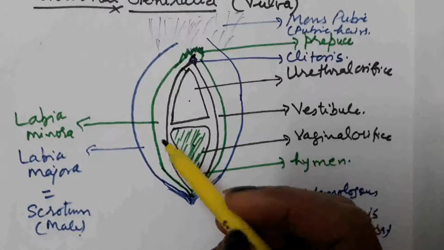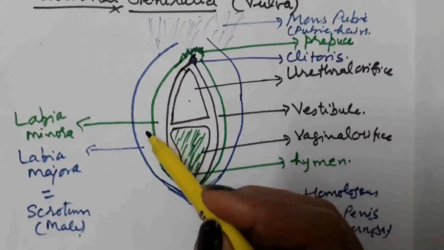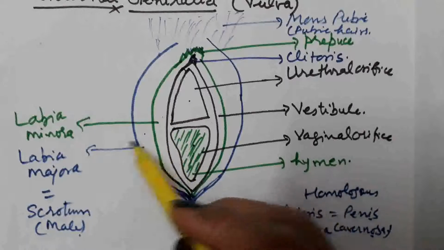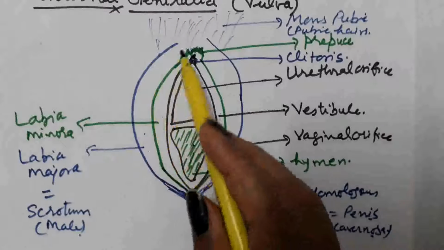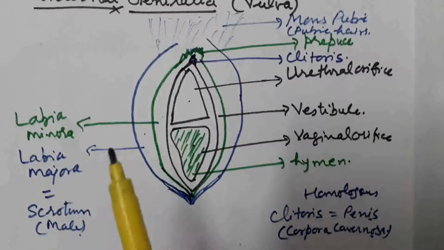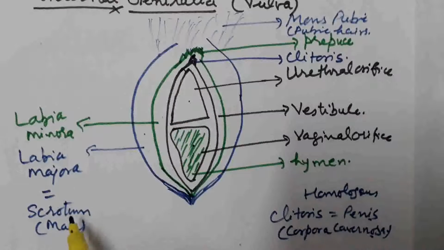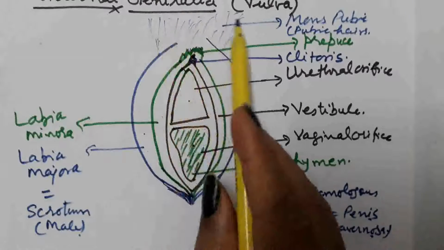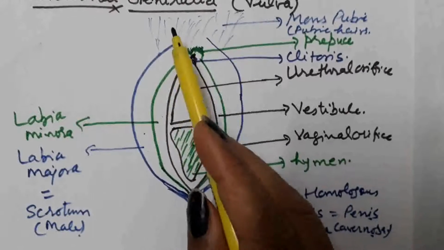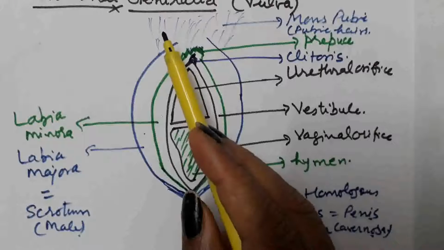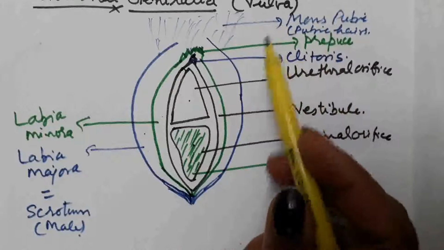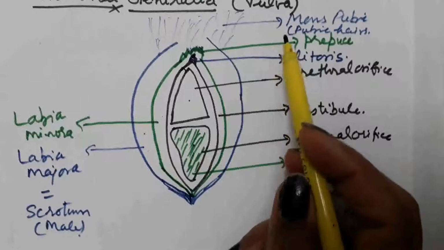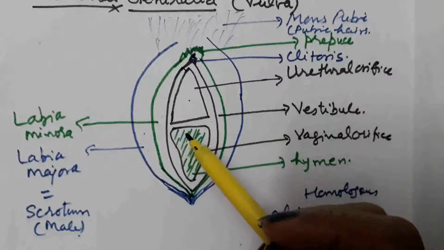Another skin fold which is present around the labia minora is the bigger one, and we call it the labia majora. Labia majora is homologous to the scrotum. Scrotum is present in the case of male, and in the case of female it is the labia majora. Above the labia majora there is an elevated skin area which is known as the mons pubis, and in this area there are pubic hairs.